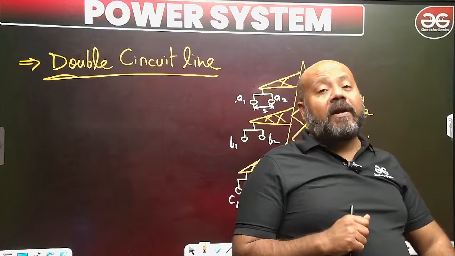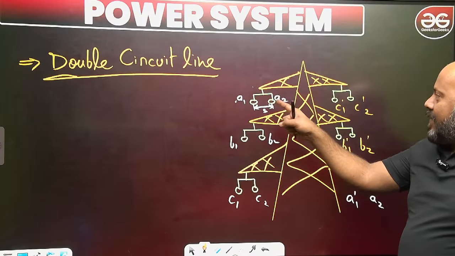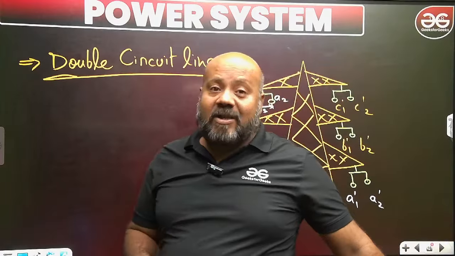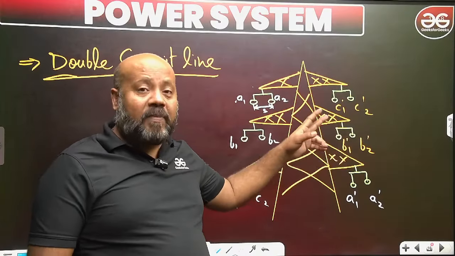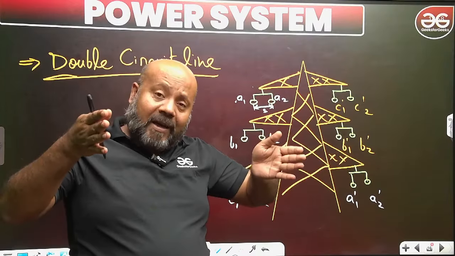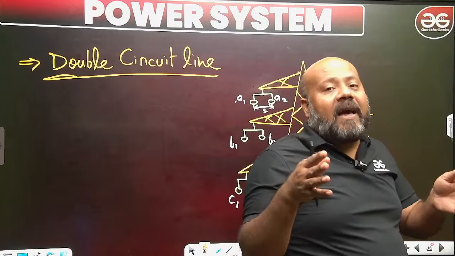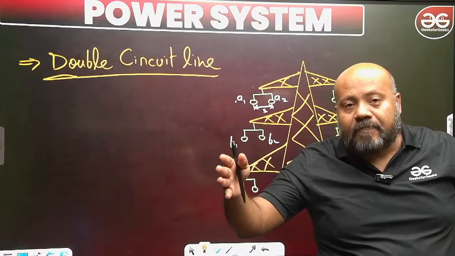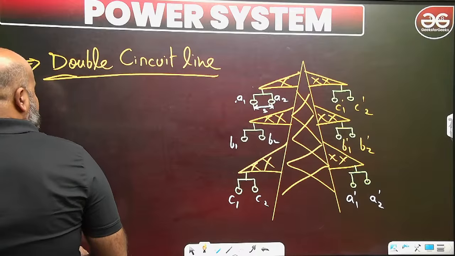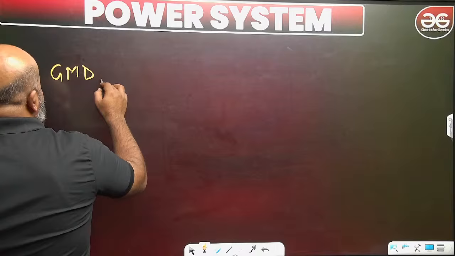Finding GMD is very difficult here. Why? The distance between A1, A2 and A1 dash, A2 dash has become almost similar to the distance between phase A and B, B and C, or C and A. It means within the same phase we have two circuits which are placed at approximately the same distance as your phases are placed. So how to calculate the GMD? It is very difficult. So for a double circuit line, how to calculate the GMD system?